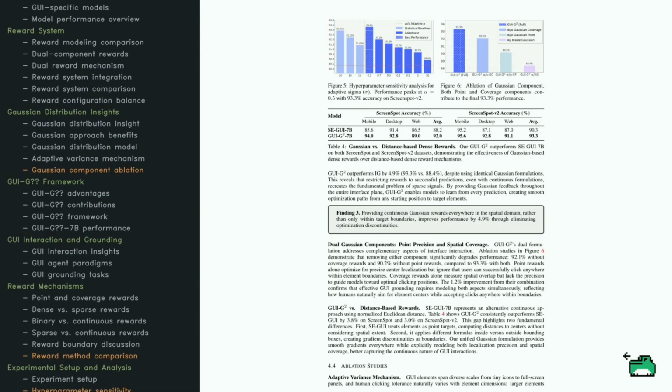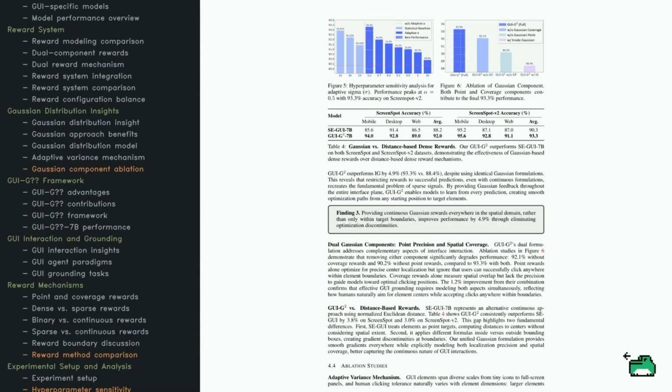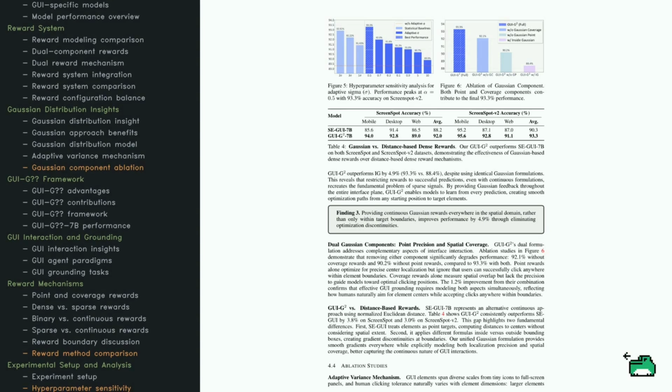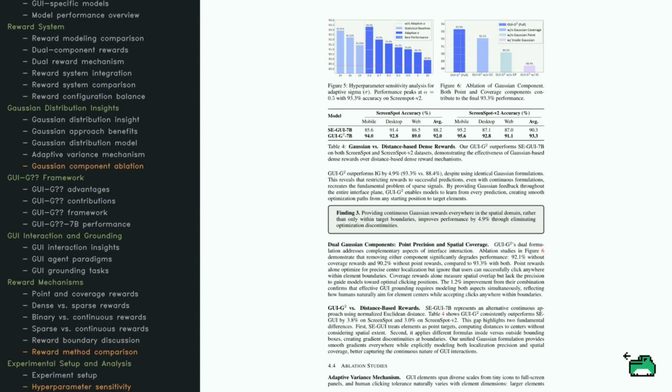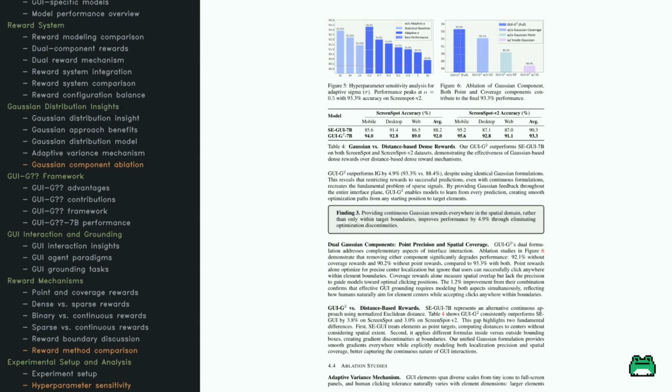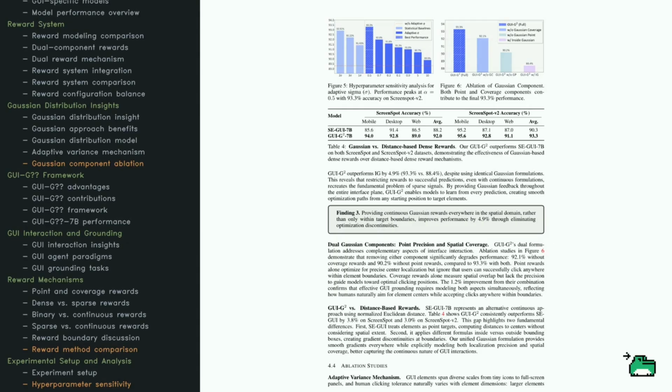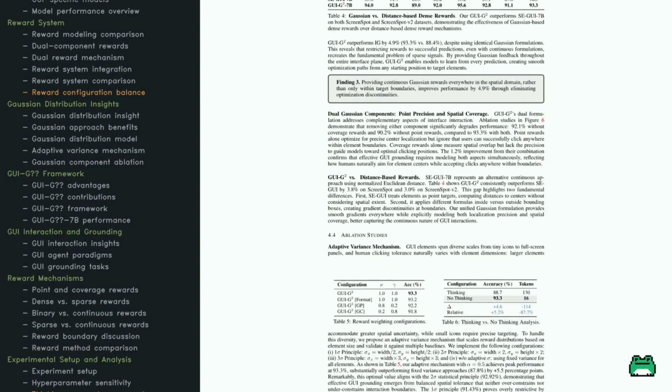The text elaborates on these findings, explaining how continuous Gaussian rewards improve learning paths. By spreading these rewards across the spatial domain, the model learns from every interaction, creating smooth paths to target elements. This enhances performance by eliminating optimization barriers and aligning with natural human interaction patterns.